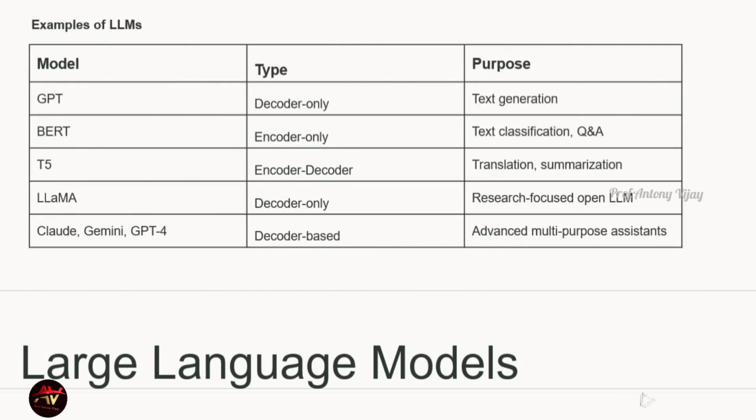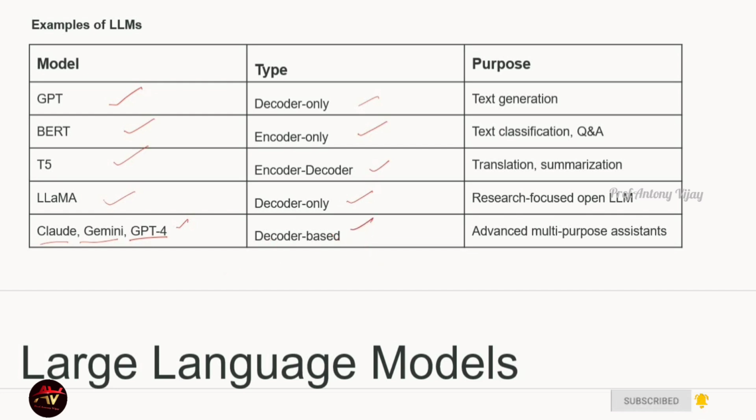Examples of LLMs: there are various LLMs, like ChatGPT, BERT, T5, LLaMA, and Claude, Gemini, GPT-4, which is a new version. So each one has some new types. One is decoder, and BERT is the encoder one, and T5 is the encoder-decoder model, both. And LLaMA is decoder only, and Claude, Gemini, and GPT-4 are decoder only.